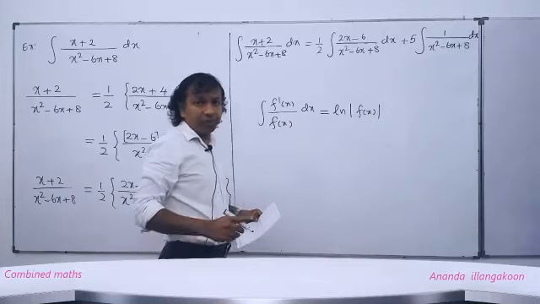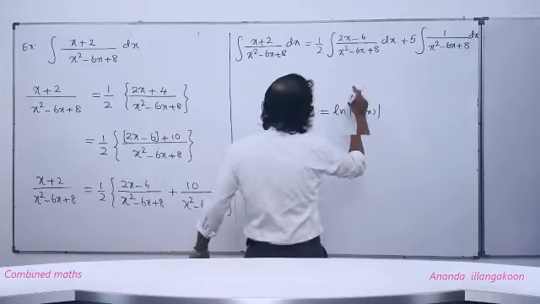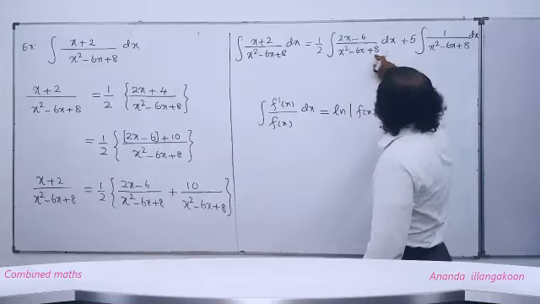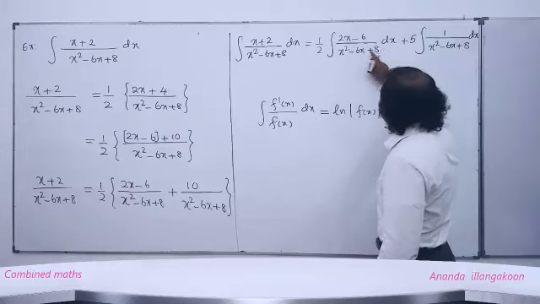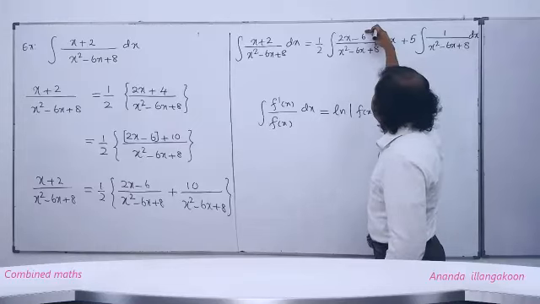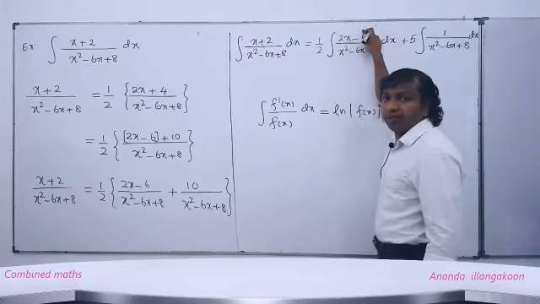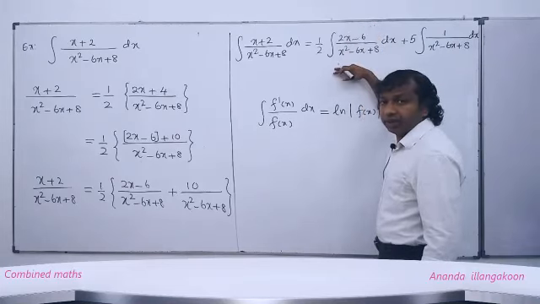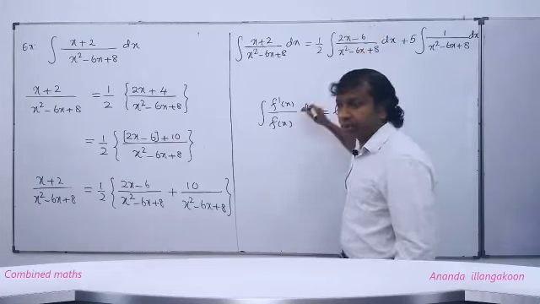You can remember this. And then, people, this theory we can apply. We are here. When you differentiate this x squared minus 6x plus 8, what do you get? 2x minus 6, that is the numerator. Then what is the integral of this? Ln of this denominator. Understood? Ln of this denominator.